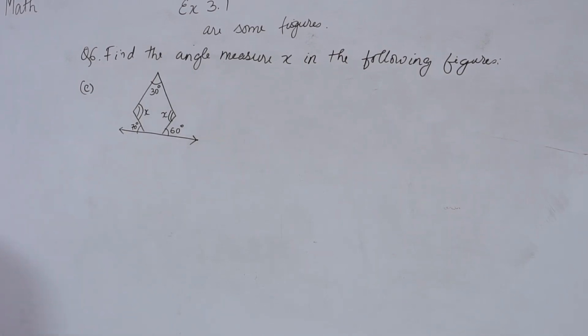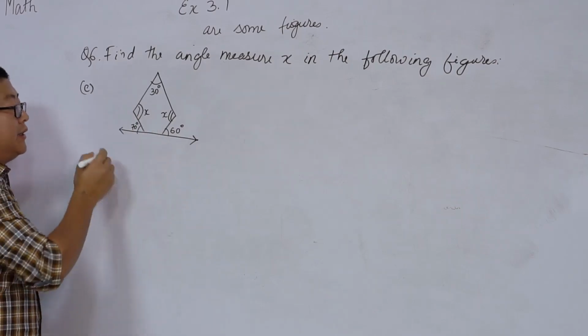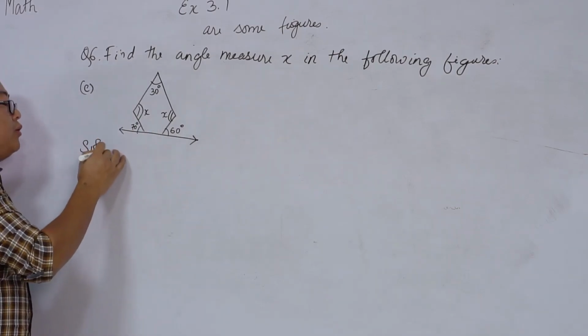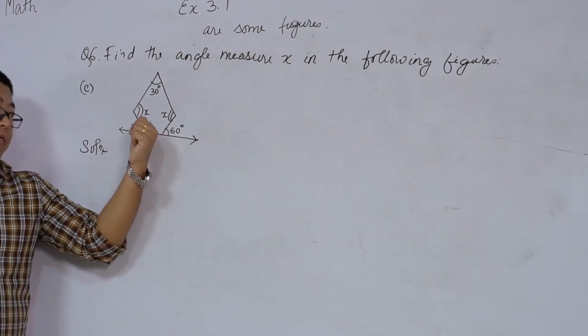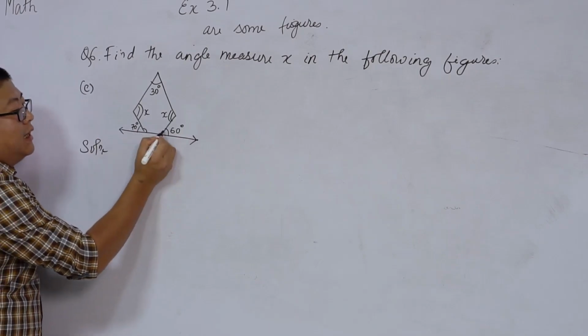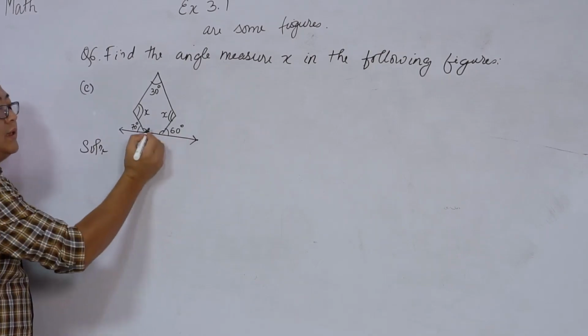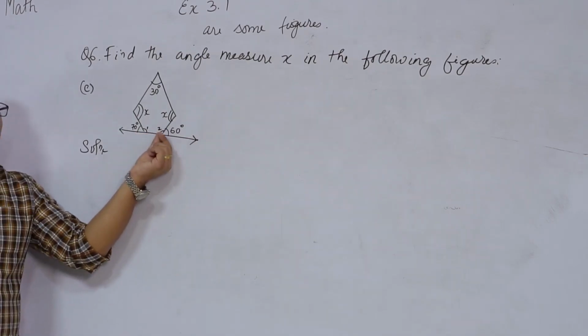There's no way that we can directly find x here. So we're going to look for some ways through which we can finally reach the value of x. We're going to look at these two angles first. Let this be angle 1, let this be angle 2.